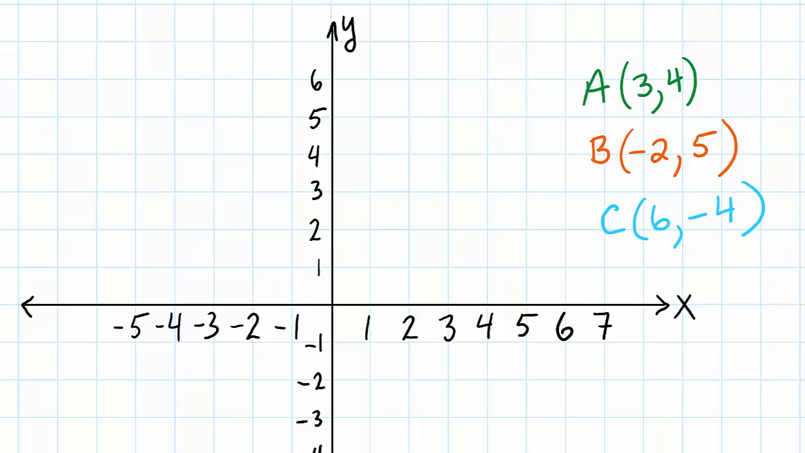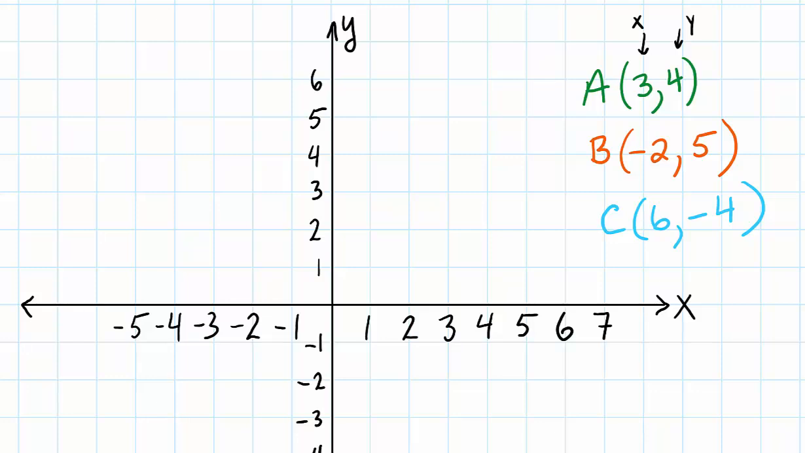Ordered pairs, or points, will always be given to us with 2 components. The first number is always going to be the location on the x-axis, and the second number is always going to be the y position of that ordered pair. So it'll always be in this order, that x will always come first, followed by the y.